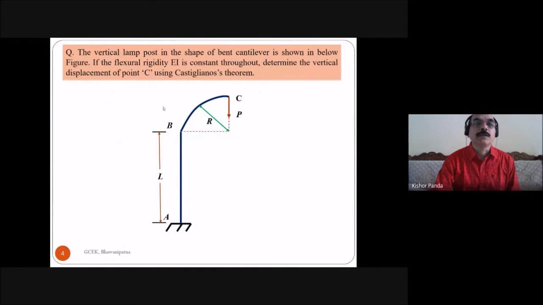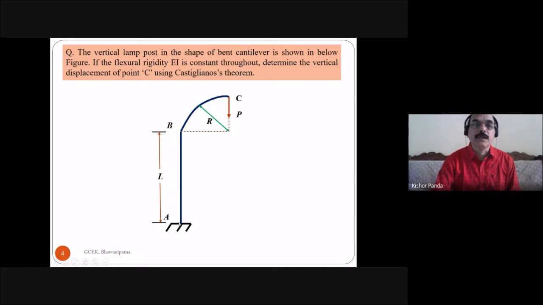Then coming to one example, the vertical lamp post in the shape of a bent cantilever is shown in the figure below. If the flexural rigidity EI is constant throughout, determine the vertical displacement of point C using Castigliano's theorem. So this is the vertical lamp post, and you have to find out the deflection at the point C using Castigliano's method.